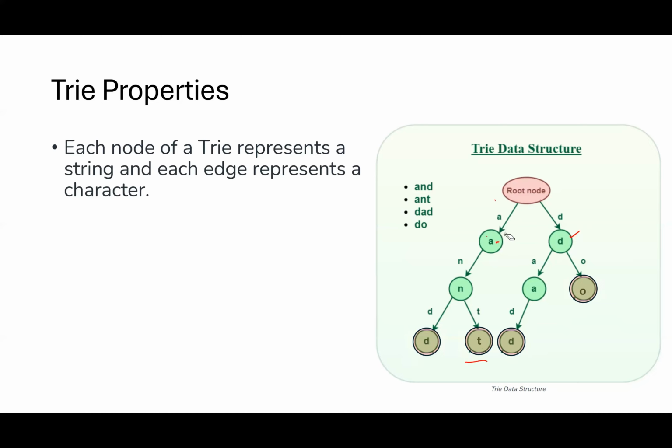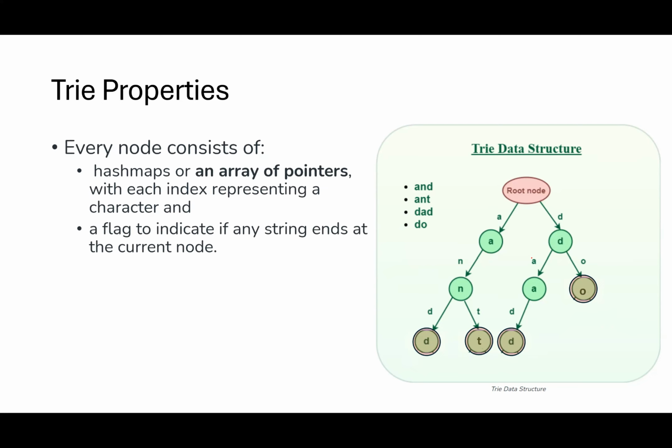And each of the edges represents a character. So you see this edge represents character A. This edge represents character D, right? So the edges or the links represent a character. We will actually learn more about how that is achieved. Let's go ahead and discuss that.